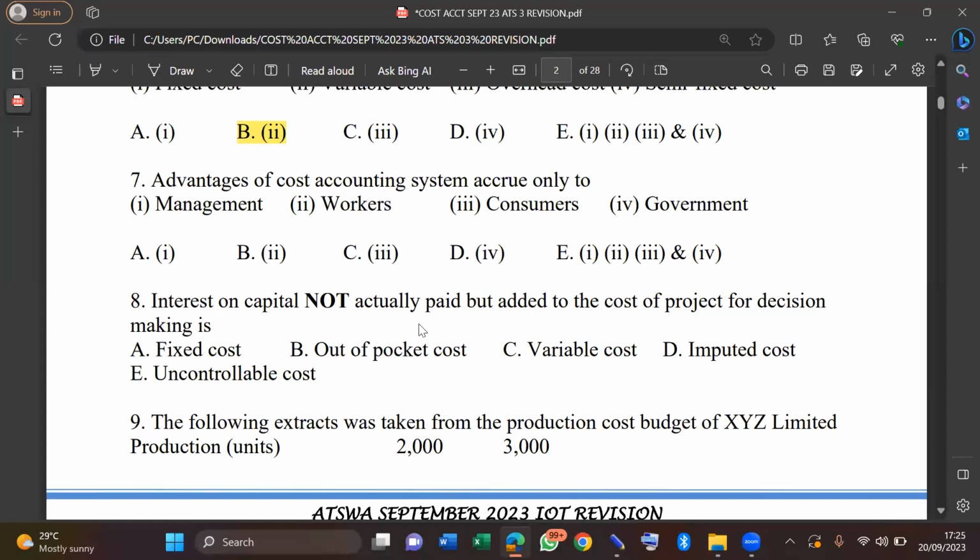Advantage of cost accounting system accrued only to dash: management, workers, consumer, government. A, B, C, D, and E. Which one is your shot bet? Advantages of cost accounting go only to dash. A, B, C, D, E. E.